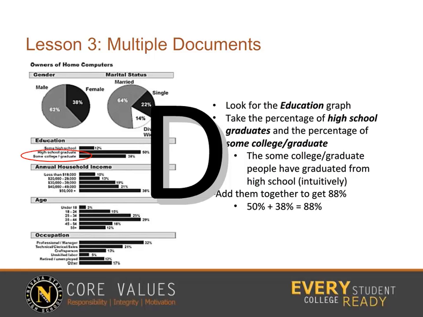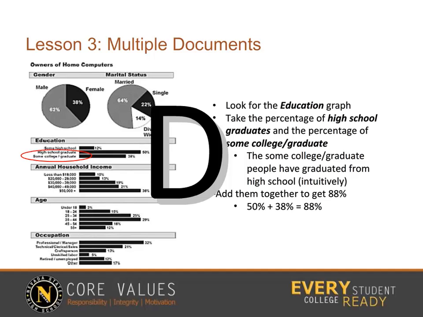First, look at the education graph and take the percentage of high school graduates. That's easy. Then you will need to add to that the percentage from the some college/graduate category. College students have also graduated from high school. That would have been an easy thing to overlook. Remember, the information in titles will sometimes imply certain things, so read all the information clearly and carefully.